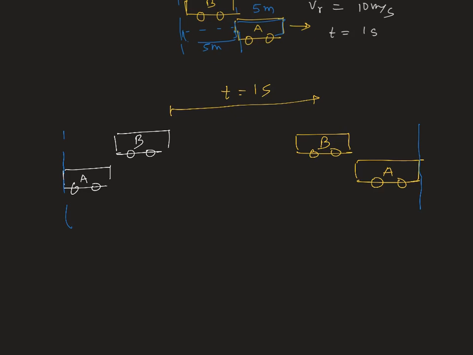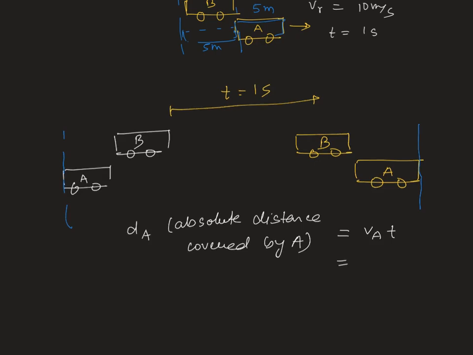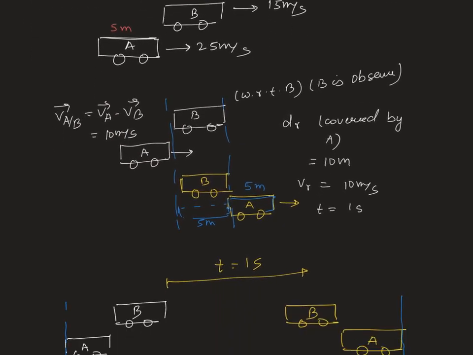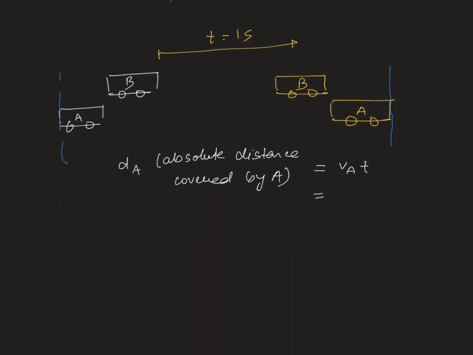Now, how are we going to find out the total road distance covered during the overtake? So first we will find out the distance covered by A, and this is the absolute distance covered by A. Now absolute distance will be absolute speed into time. So absolute speed of A was, do you remember what was the absolute speed of A? The absolute speed of A was 25 meter per second. So 25 into 1 second, that is 25 meters. So can we say that the road distance is 25 meters?